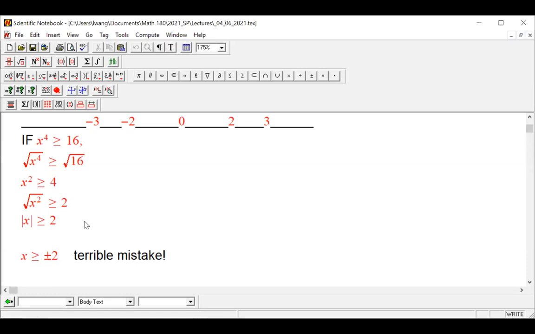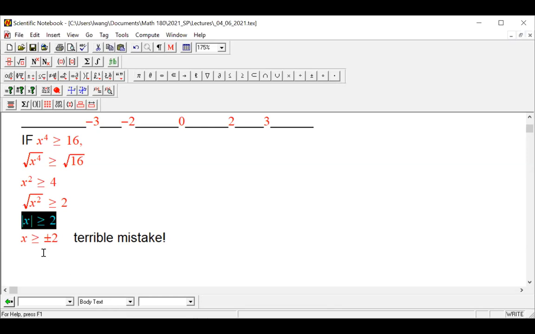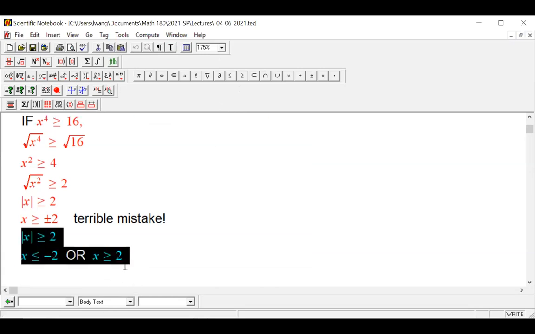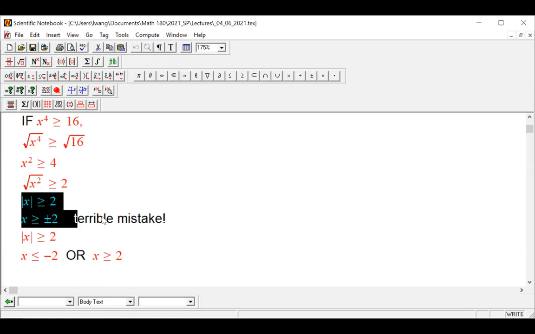Why? Because the correct answer is x less than or equal to -2 or x is greater than or equals to +2. This is the right answer. I simply don't understand why people keep doing this. And this statement is totally different from that statement.